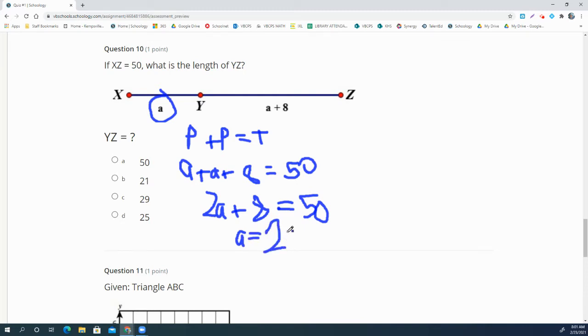Why is 21 not the right answer? I see 20. Oh, and that's not the question. Nice. So guys, make sure you're answering the right question. If A equals 21, you can set it up, you can solve it, but this is actually the right answer because I need to do A plus 8, which is 29. Okay.